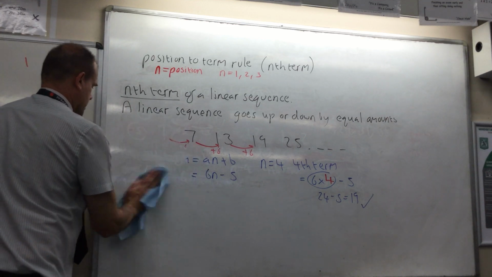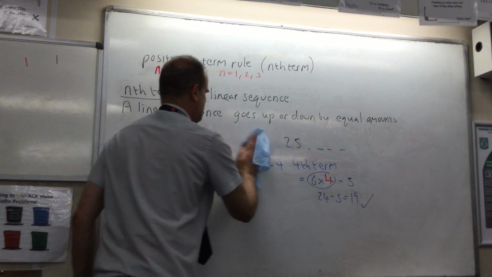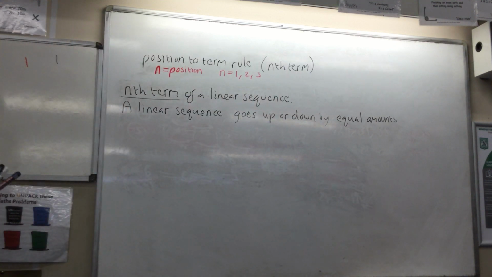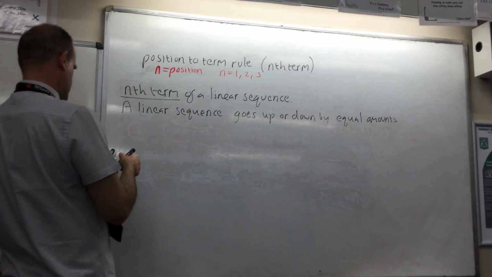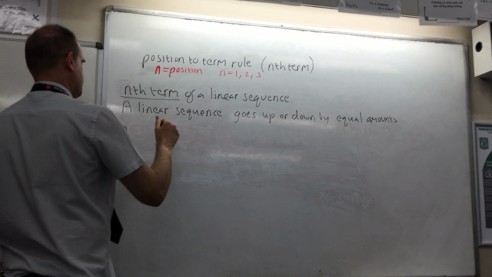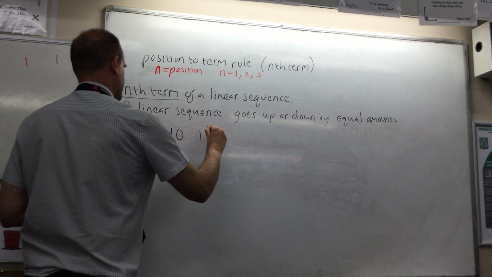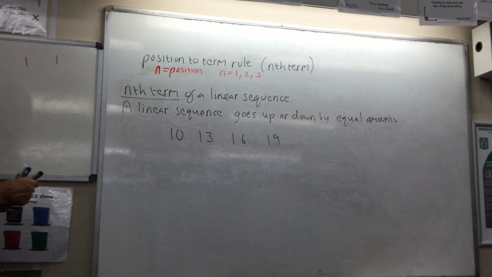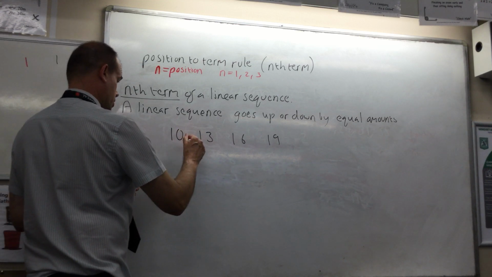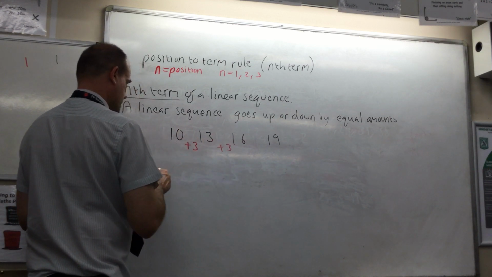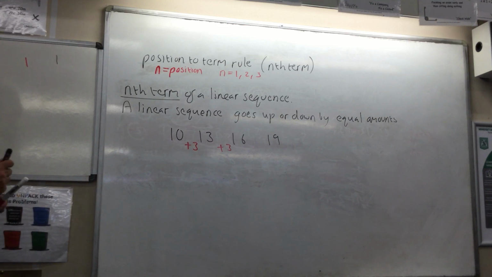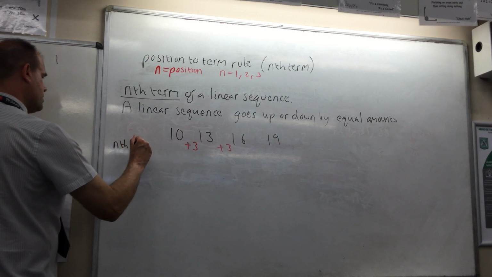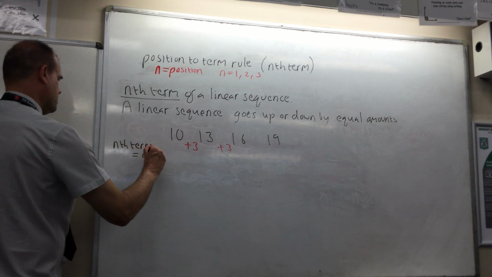One more quickly on that. Let's do another one. Let's have 10, 13, 16, 19. Okay, what do you see here? Well, they're definitely going up in 3s, so the term to term rule would be add 3. It's a linear sequence because it's going up by equal amounts. Remember your nth term is going to be an plus b.